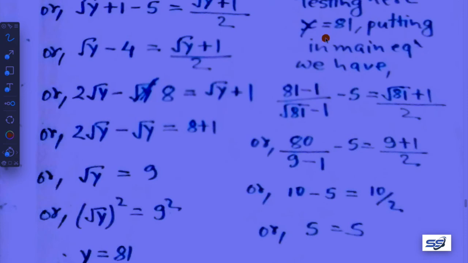Now on getting the value of y, we shall put this value in the original equation to test. Testing here, y equal 81, putting in main equation, we have (81 minus 1) whole upon root 81 minus 1 minus 5 equal (root 81 plus 1) whole upon 2. Comes here, or 80 upon 9 minus 1 minus 5 equal (9 plus 1) all upon 2, or 10 minus 5 equal 10 upon 2, or 5 equal 5. In this way, both sides come equal.